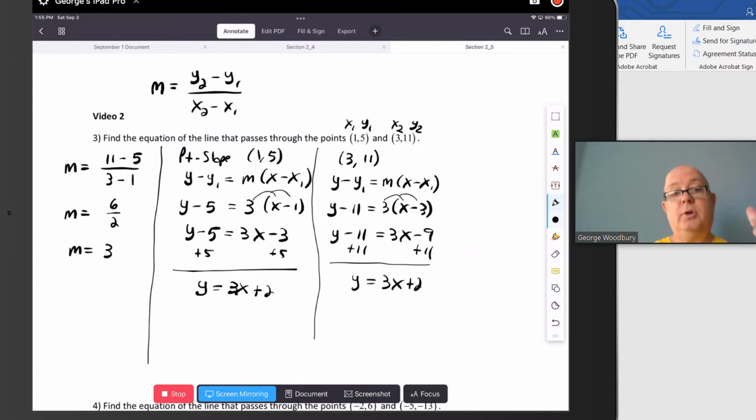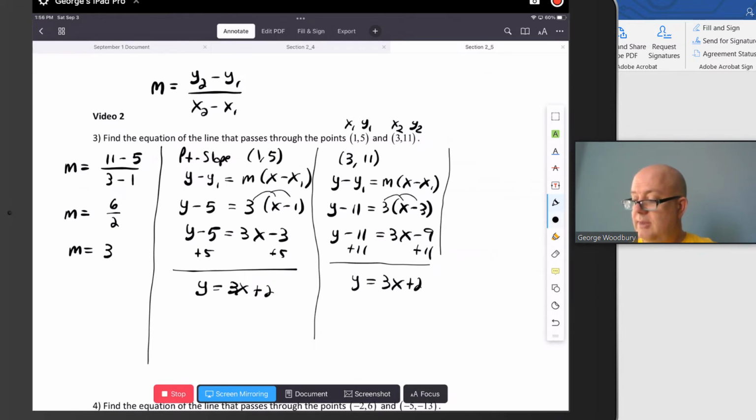The moral of the story here is if you're going to use point-slope form, pick the point that you think is easier to work with. So here, I think that 1, 5 is easier to work with. The numbers are smaller than 3, 11. If you have a point that has fractional coordinates, it may be easier to use the one that has integer coordinates. You can pick either one and rest assured that you'll get the same answer.